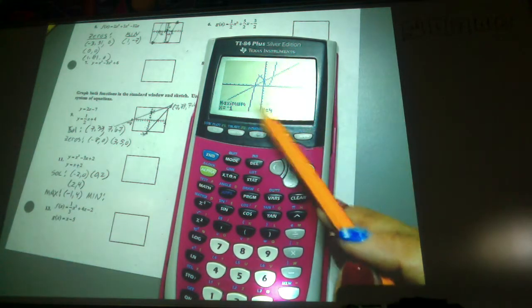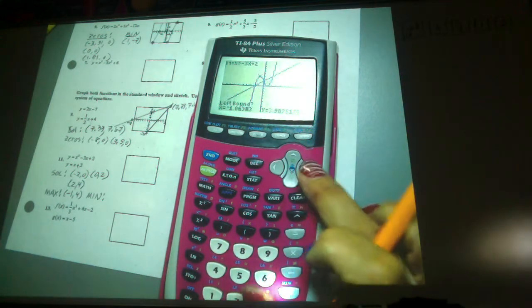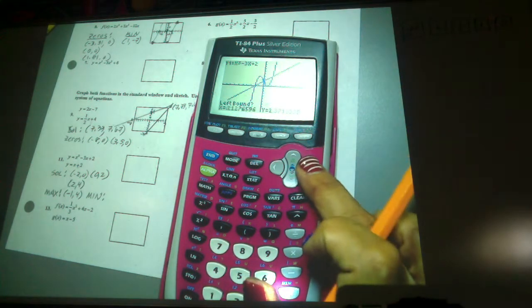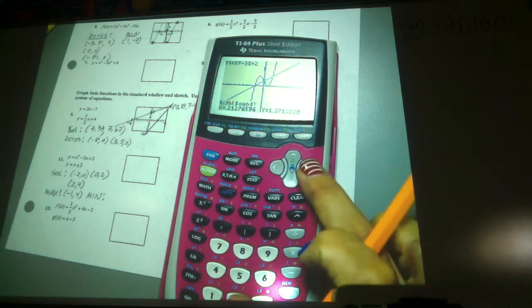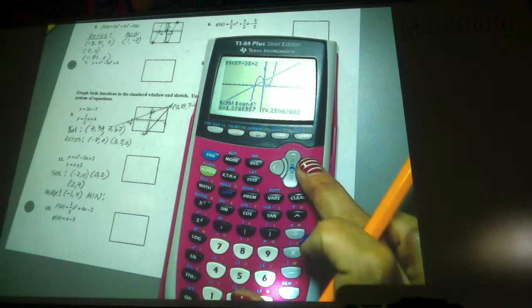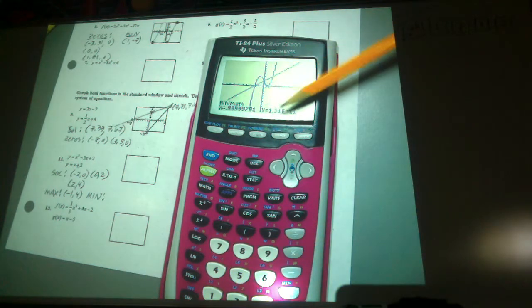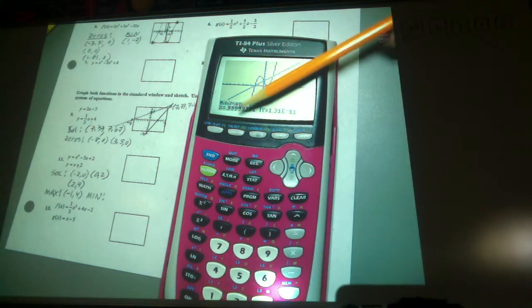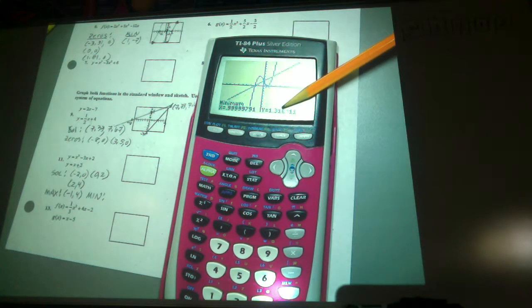So go back to the calc function, second calc, choose minimum, 3. And you want to scroll to the left of that minimum, hit enter, scroll to the right of the minimum, hit enter, and enter a third time. And we get another interesting answer. What's that close to? 1. And what's this? It's really 0.